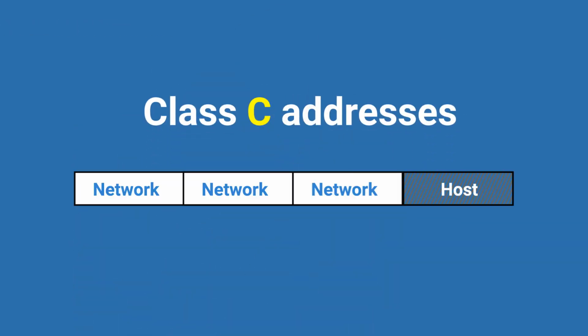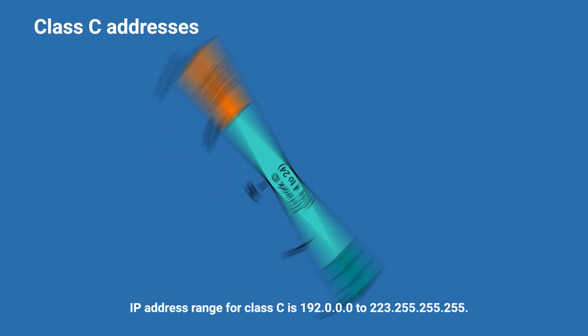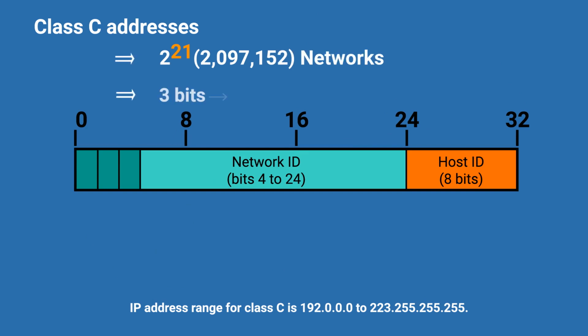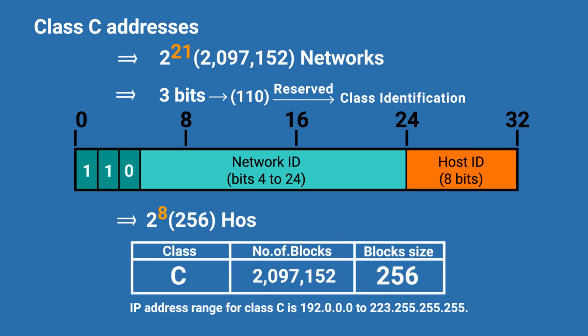Class C addresses. In Class C addressing, the first 24 bits of the IP addresses are used for the network ID. The final 8 bits are for the host ID. The same applies for Class C addressing. So, Class C addressing can support 2 power 21, 2,097,152 networks, as 3 bits are reserved for class identification, 110, and 2 power 8, 256 hosts.